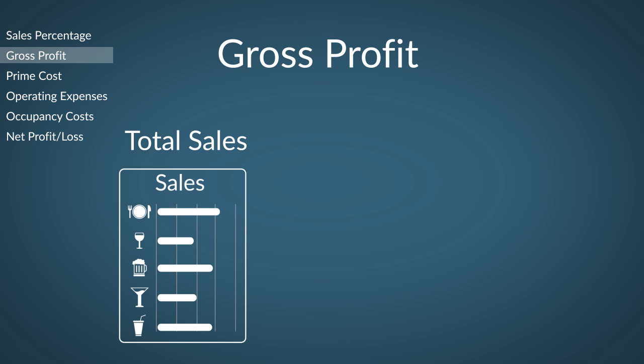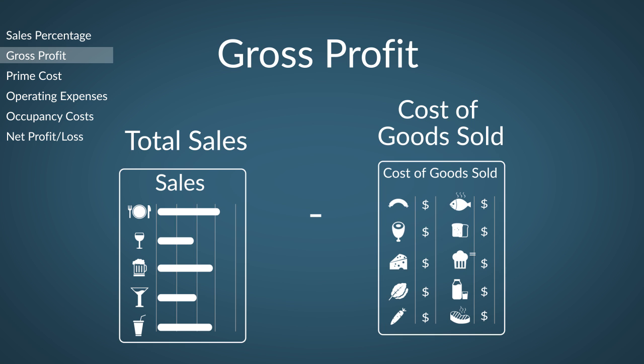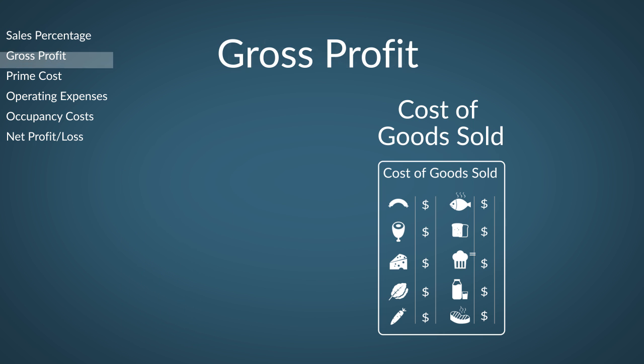You can find your gross profit by subtracting the total cost of goods sold from your total sales, the sum of how much you spend in each category during the time period. Gross profit represents what you have available to put towards other expenses and profit.